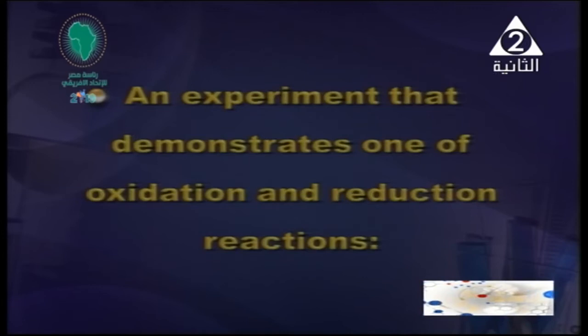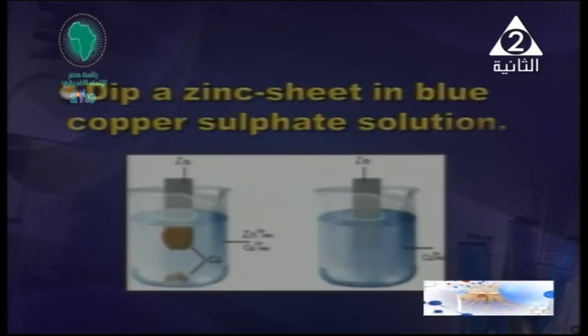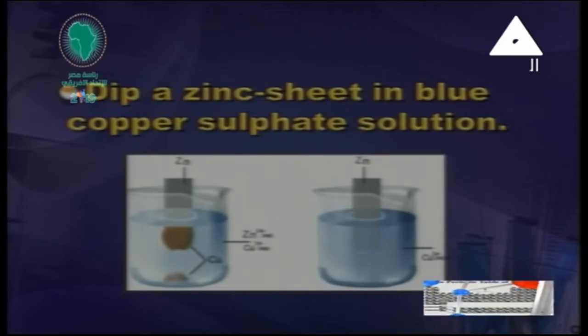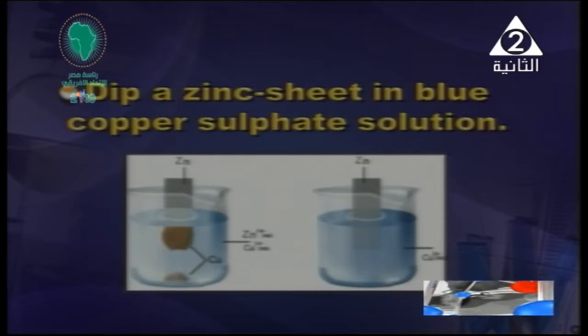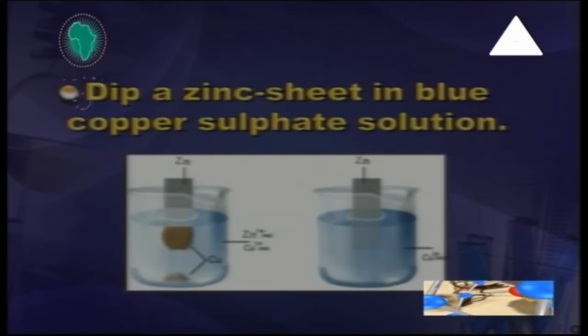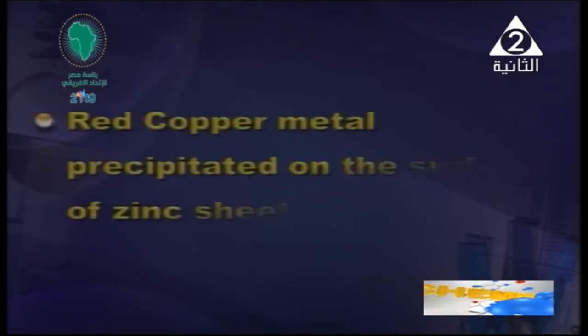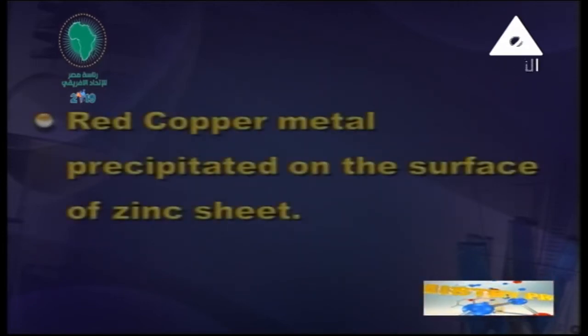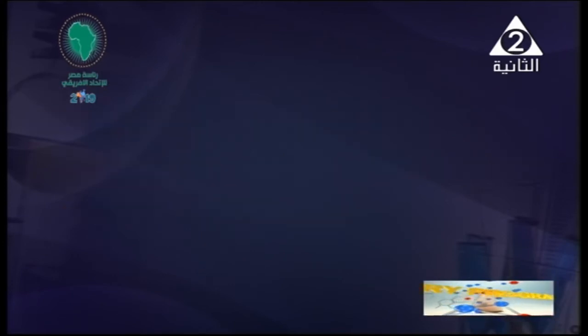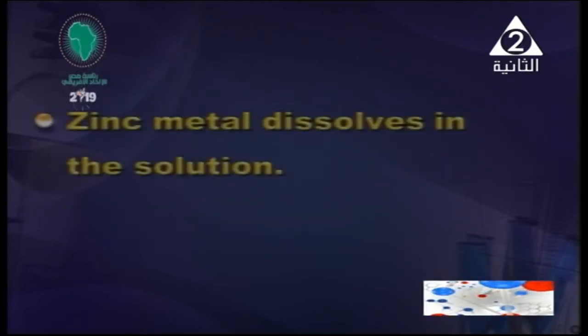An experiment that demonstrates one of the oxidation and reduction reactions. Experiment: dip a zinc sheet in blue copper sulfate solution, as we see in this figure. Observations: red copper metal precipitated on the surface of the zinc sheet, and zinc metal dissolves, oxidizes in this solution.